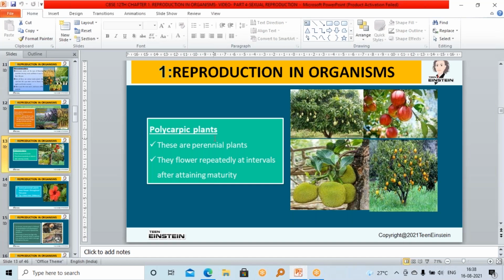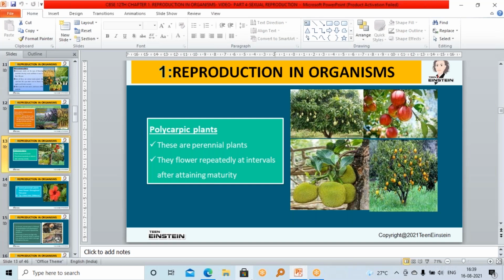Next, polycarpic plants. These polycarpic plants are mainly perennial plants, which means they live more than 2 years. The plants which live more than 2 years are called perennial plants. After attaining maturity, during the reproductive stage, the plant flowers and forms fruits also. But after completing the flowering season, the plant does not die.